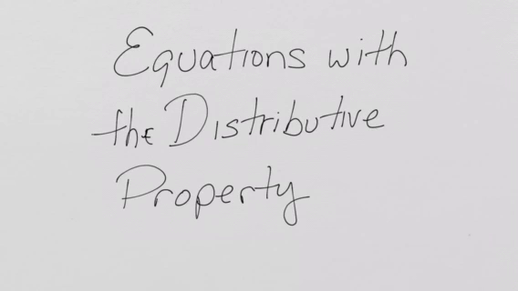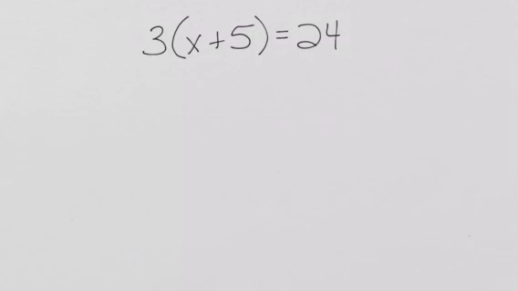Okay, today we're going to be solving equations with the distributive property, which means they have the distributive property in them. And we always want to get rid of that distributive property first. Anytime you see the parentheses, we want to clear the parentheses first. So in this case, we'll multiply 3 times x and get 3x, 3 times positive 5 and get plus 15, equals 24.